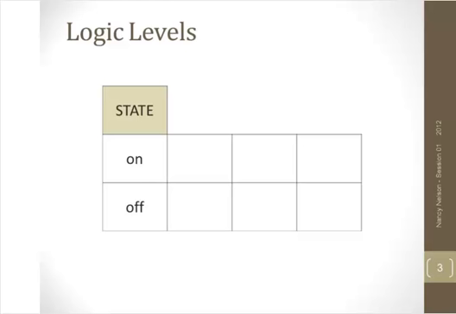On is typically represented by a 1, a high, or a true. And off is represented by a 0, a low, or a false. In this session, we'll be using 1s and 0s to represent the highs and lows in our circuits.